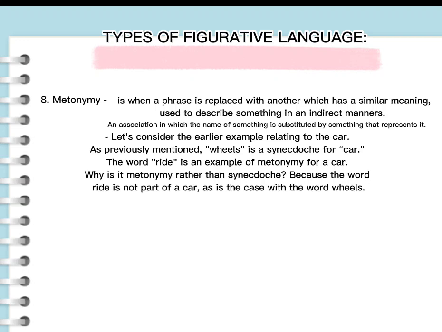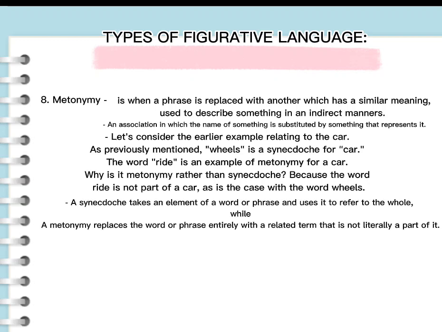Why is it metonymy rather than synecdoche? Because the word ride is not part of a car, as is the case with the word wheels. Did you notice their differences? I hope you understand their differences. A synecdoche takes an element of a word or phrase and uses it to refer to the whole, while metonymy replaces the word or phrase entirely with a related term that is not literally a part of it. Let's have another example. Toothpaste is sometimes called Colgate.